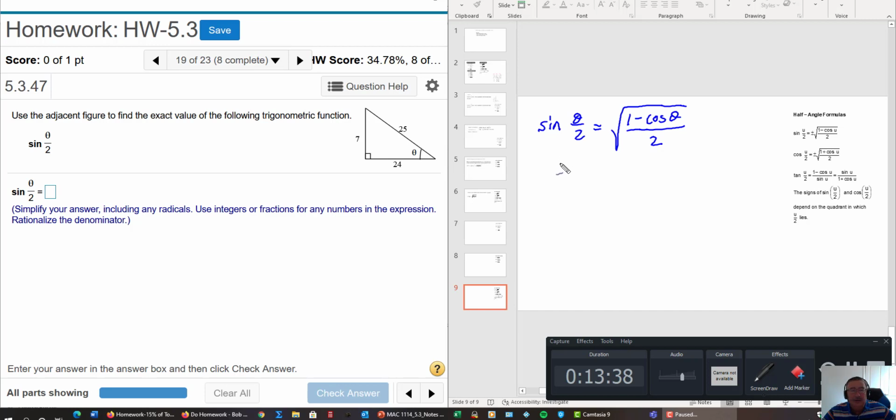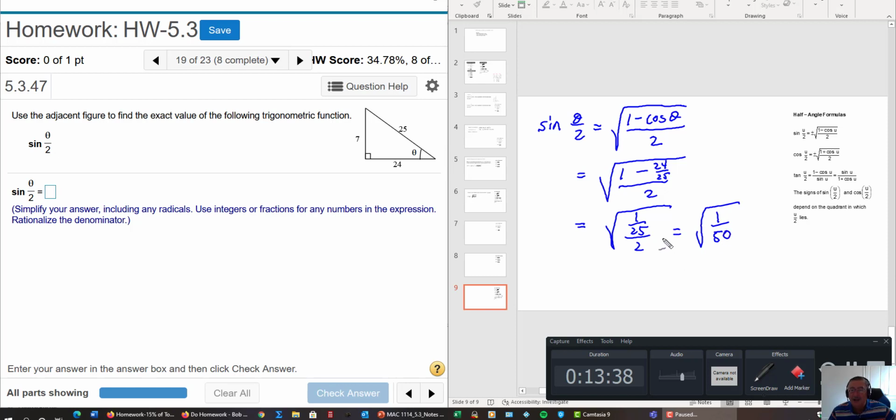All right, so let's just go ahead here and figure this out. This would be the square root of 1 minus, in this right triangle, cosine of this angle is going to be adjacent over hypotenuse, so that would be 24 over 25. So they might give you values to plug in for the angle here, and then you'll have to simplify. So this would be 1 minus 24 over 25ths, and the top would be 1 over 25 divided by 2. So that would equal the square root of 1 over 50.